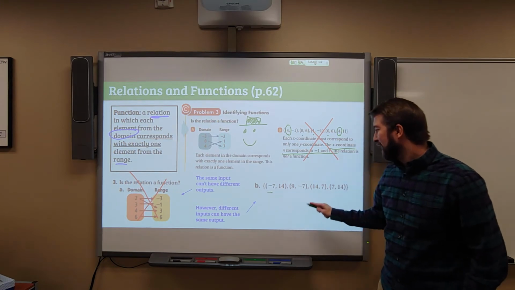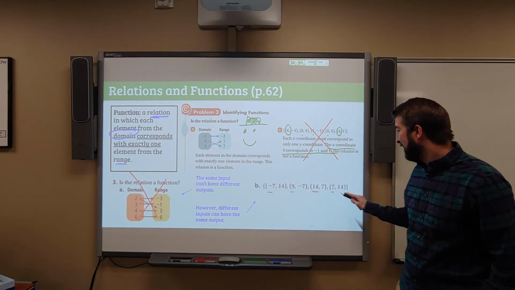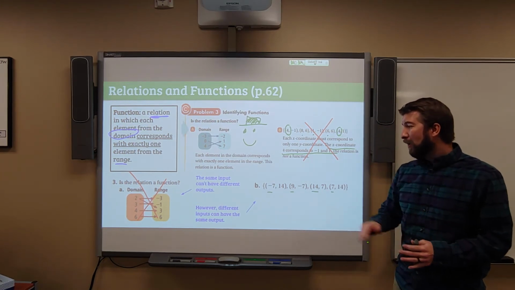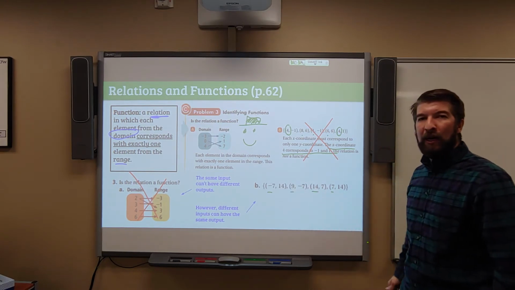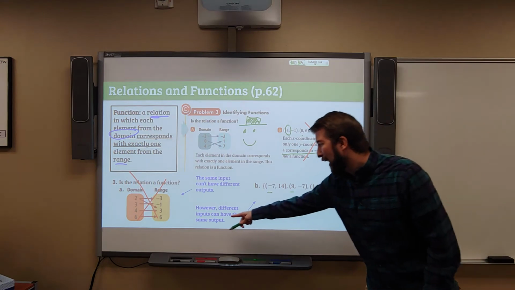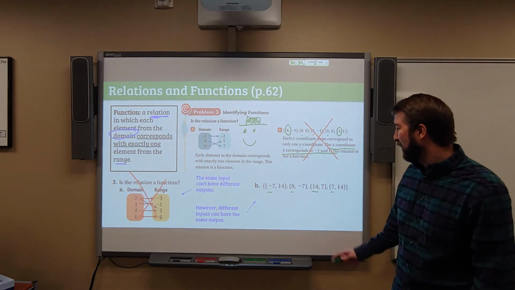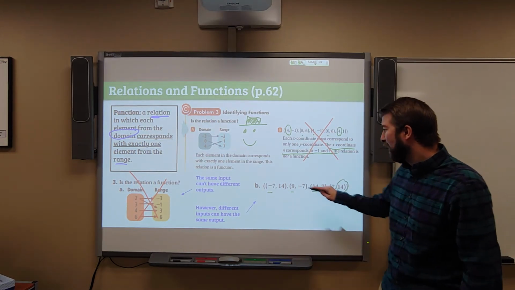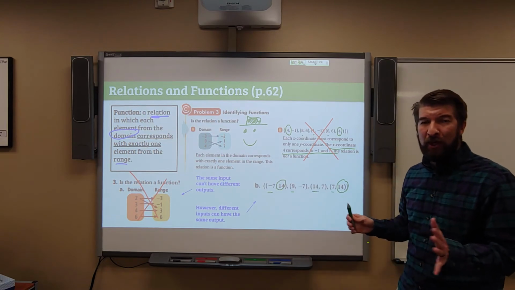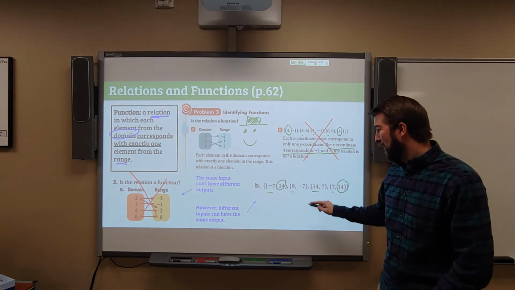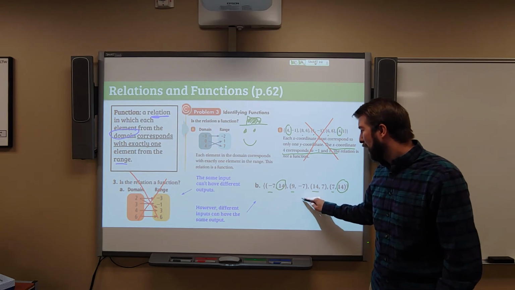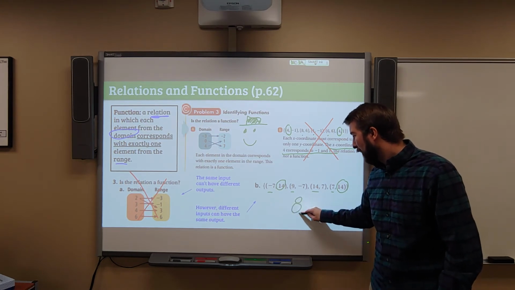And then let's look at this one. We have -7, 9, 14, and 7. I can already tell you, because there are no duplicates in the domain, we're good. And so this one, however, different inputs can have the same output. So notice we do have a duplicate on the range. That's okay. What we need is we need the domain to only have one match. All right. So this one would be good. Here, we'll do a happy snowman.